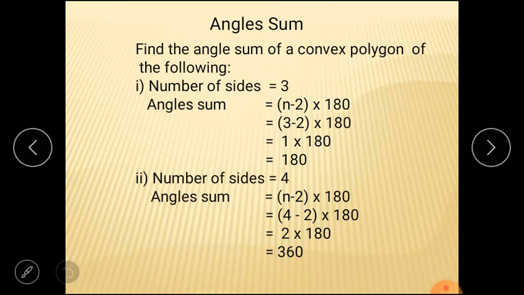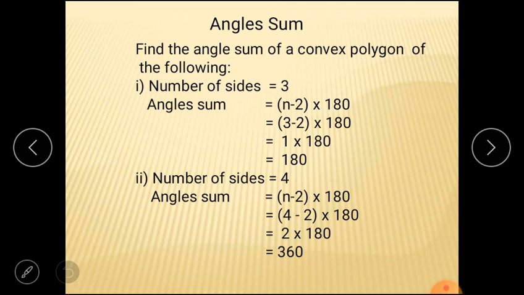What is the formula for finding angle sum? Angle sum is equal to (n minus 2) multiplied by 180. This we studied in the previous class. So today we will see the angle sum of the polygon. Find the angle sum of a convex polygon of the following.